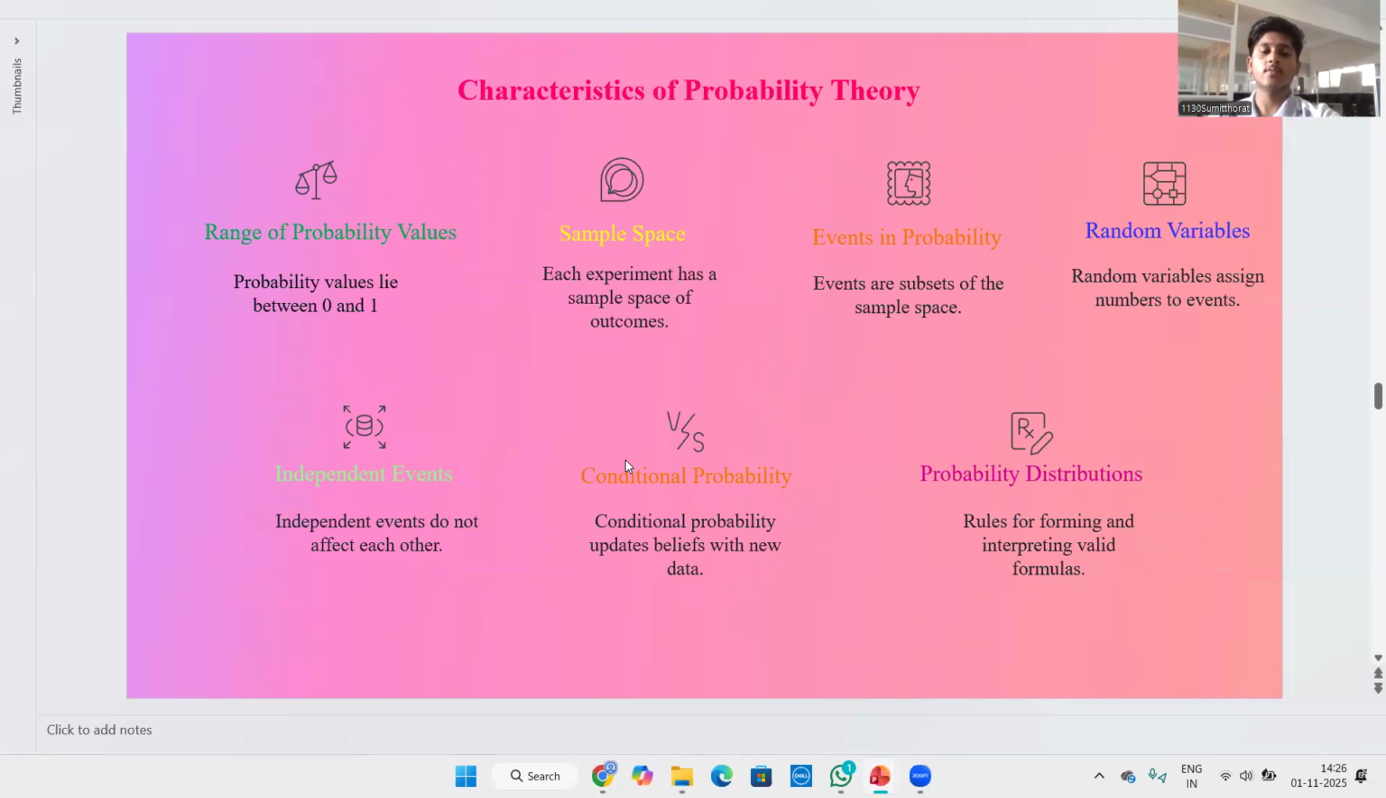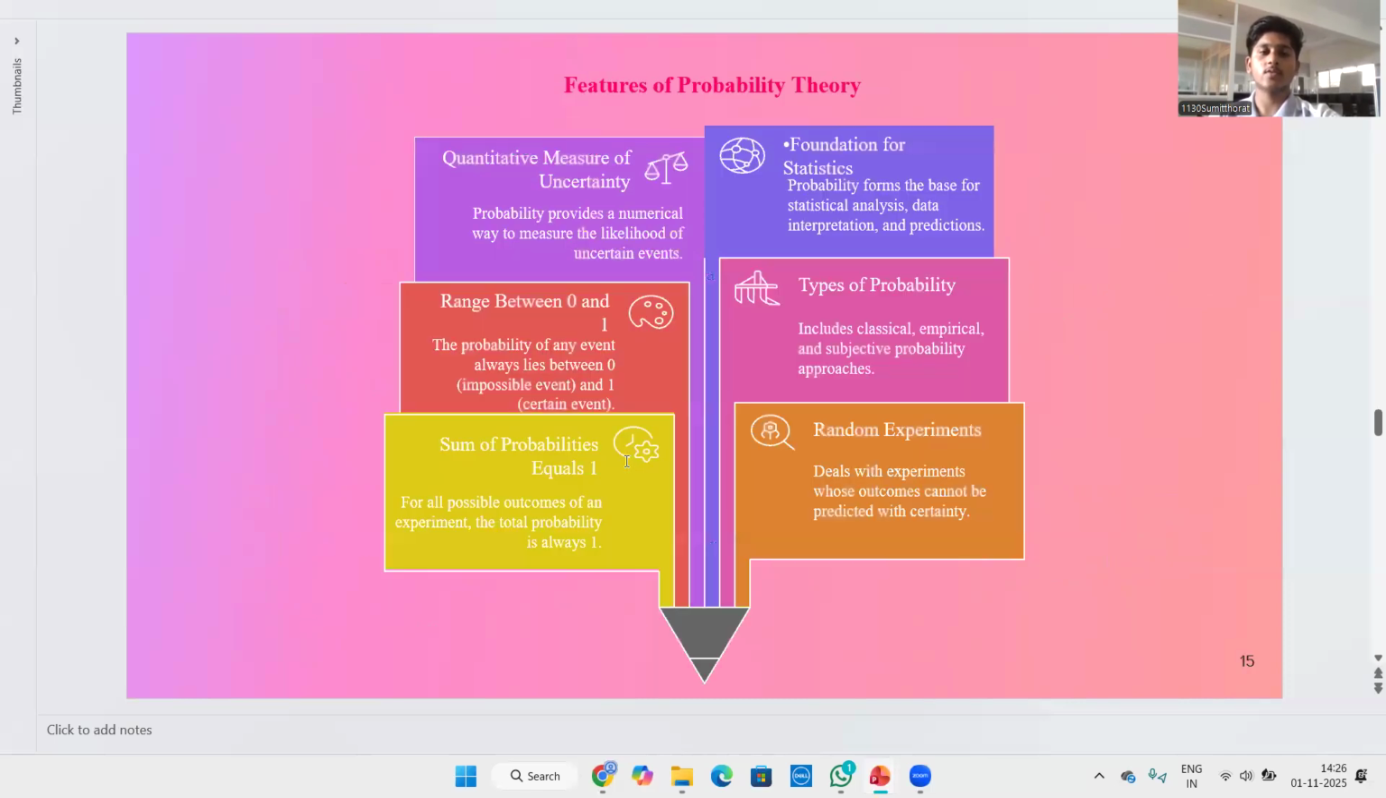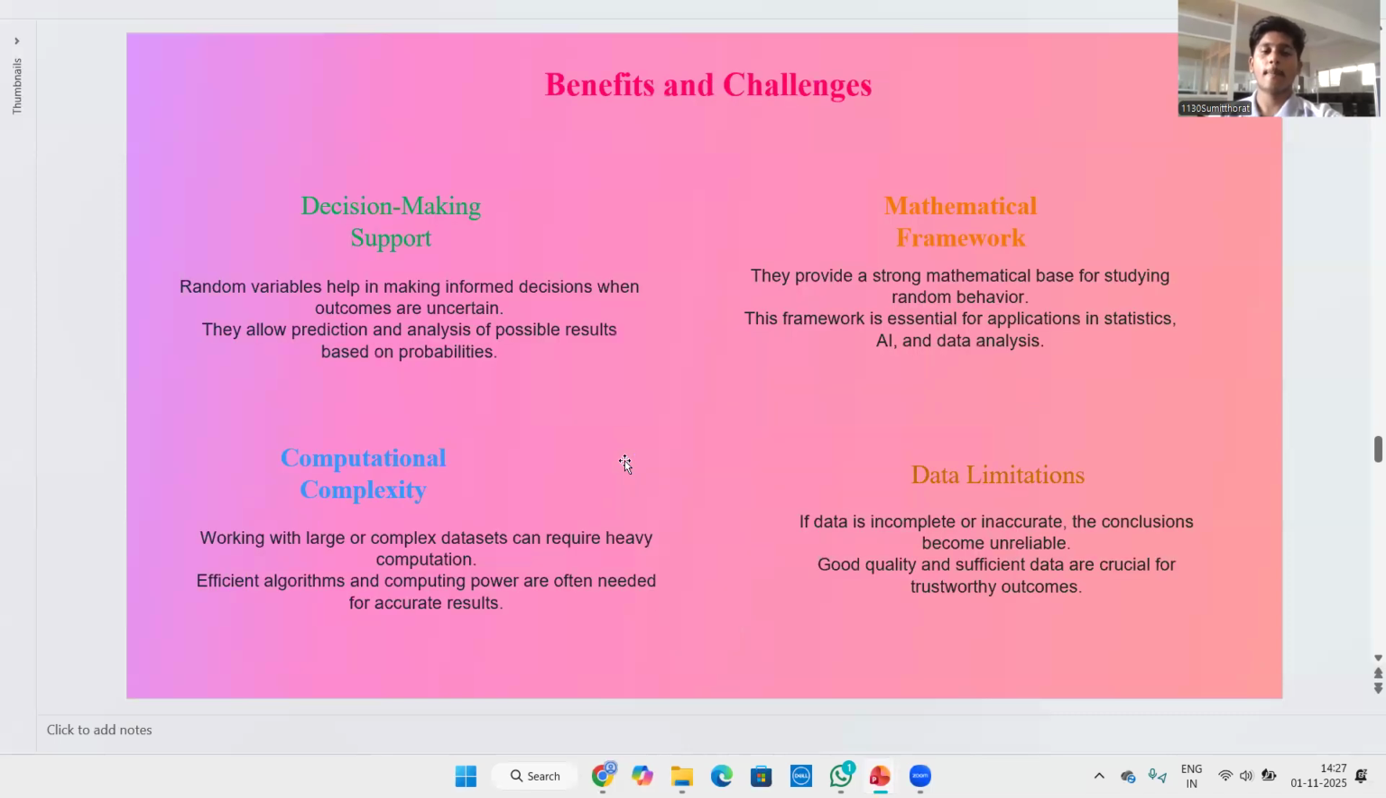Next we will see features of probability theory. Probability theory combines logic, statistics, and mathematics. It can handle both small and large data sets. However, processing large data requires heavy computation. That's why modern AI uses efficient algorithms for probabilistic reasoning. Probability offers precision, but also demands careful implementation. It ensures that conclusions are based on a sound mathematical foundation, the language of uncertainty used across all scientific domains.